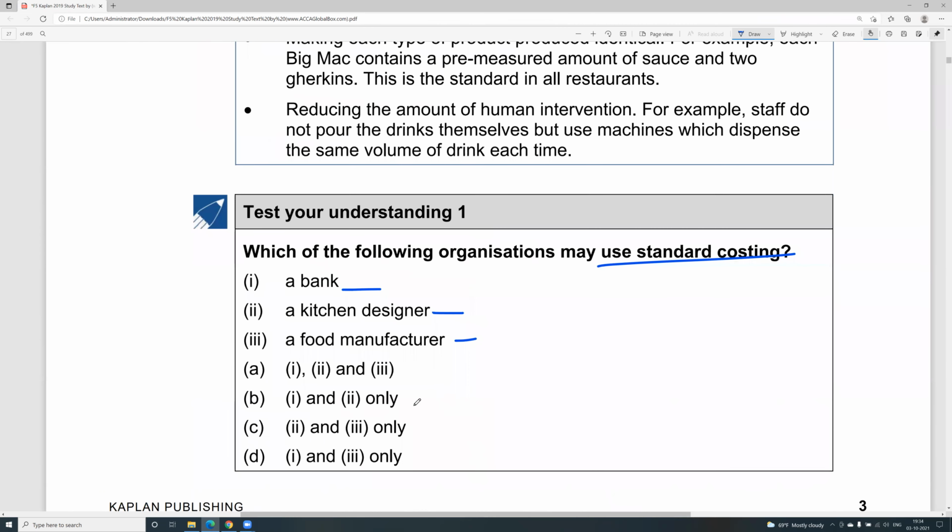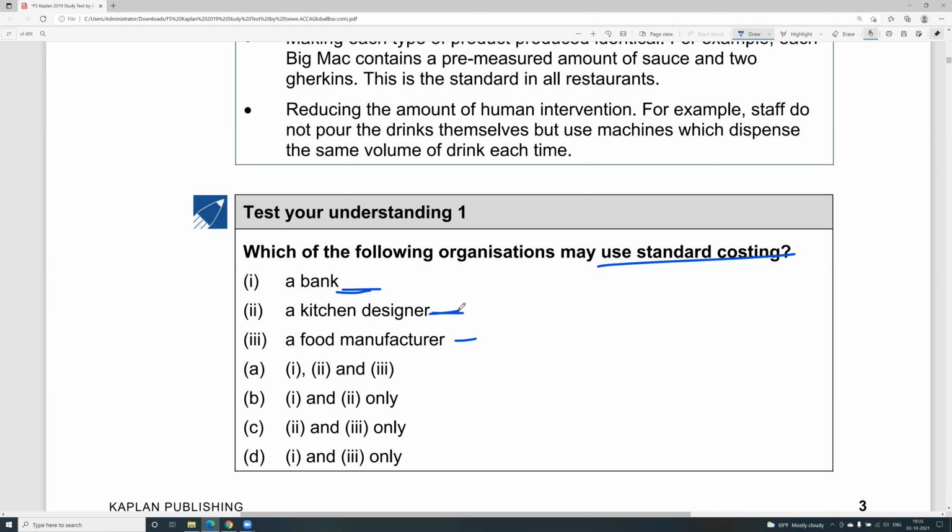Now tell me, in a bank, is there repetitive work and mass production? A kitchen designer will be like everyone will have their own type of designing of kitchen. Yes or no? So I don't think a kitchen designer fits in standard costing.